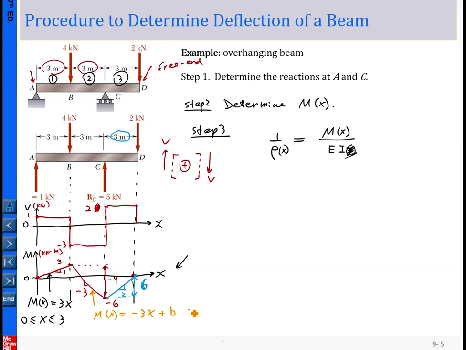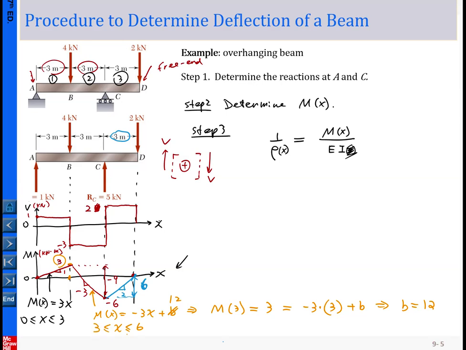Okay, so we can determine b. For example, when m at this location x equal to 3, the value is equal to 3 here, because we identified the value here is 3. So that means minus 3 times x, with x equal to 3, plus b equals 3. So from here you can see b equal to 12. So this one is for x between 3 and 6.